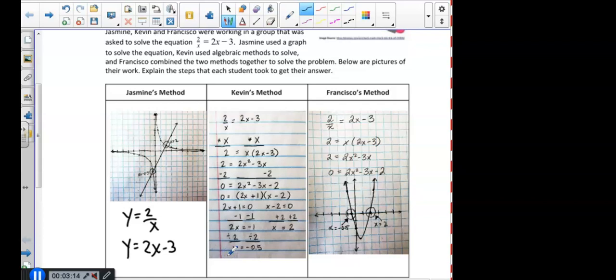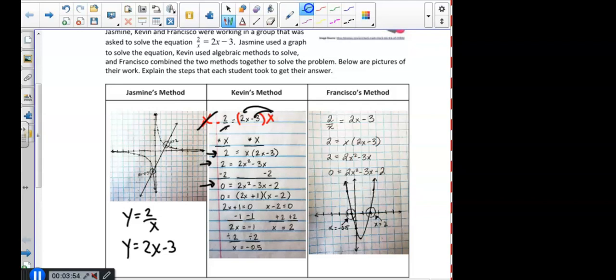Examining Kevin's method, it looks to us like Kevin used algebra and multiplied both sides by x first. So when we multiply by x, we know that those will cancel, and we'll just be left with 2 equals x times the quantity 2x minus 3. We can distribute the x, and we would get 2 equals 2x squared minus 3x. And subtract 2, and we would get a nice quadratic equation, 2x squared minus 3x minus 2.